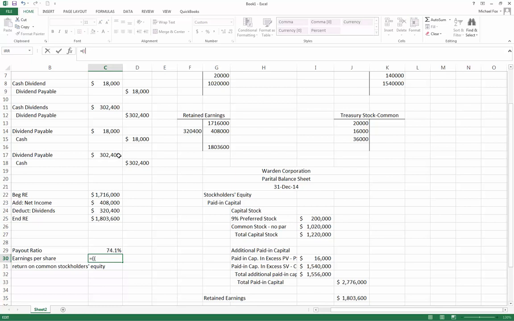So our net income minus our preferred dividend, and then we divide that by the average stockholders' equity, which is the stockholders' equity at the beginning of the period, which takes a little bit of figuring out. Let's see.